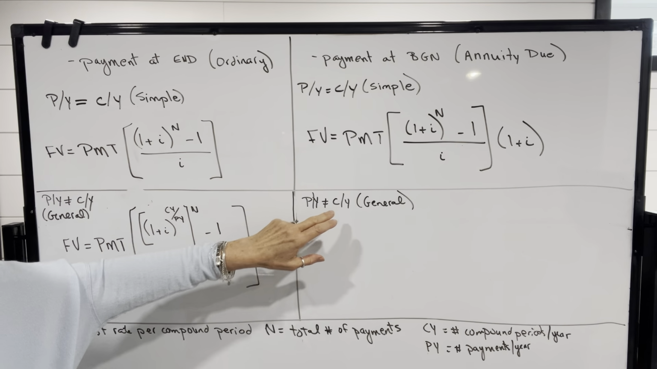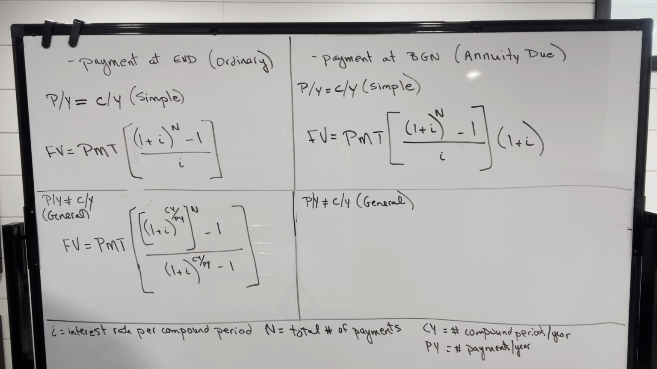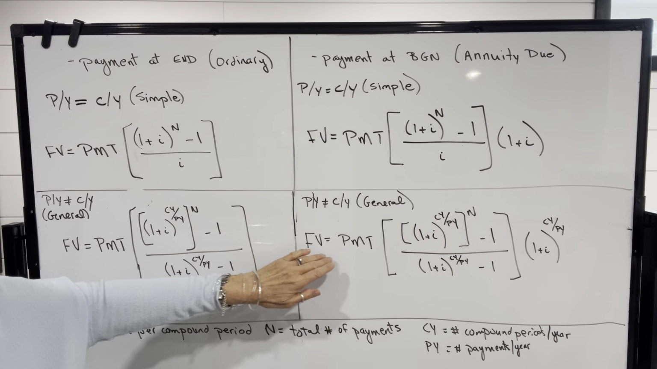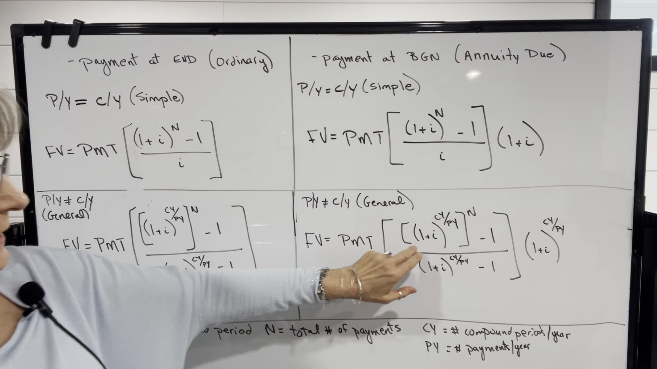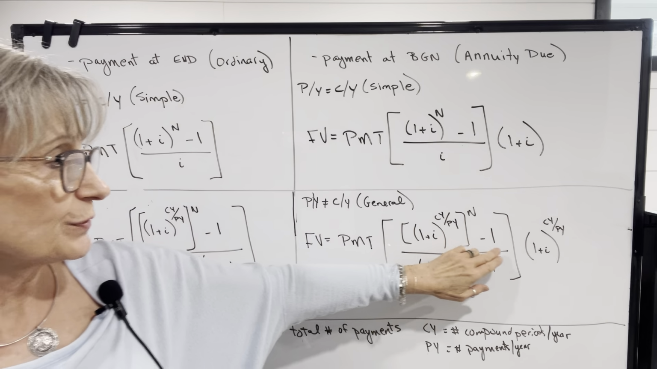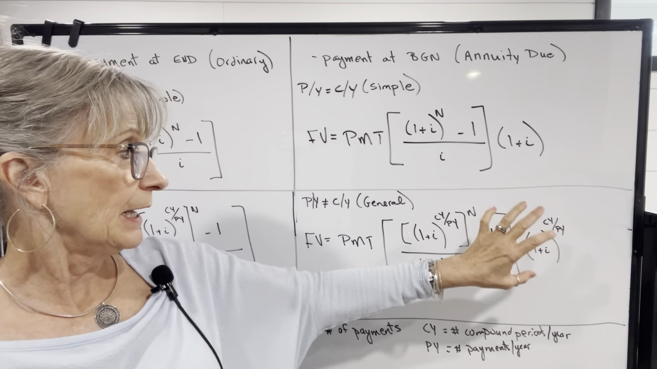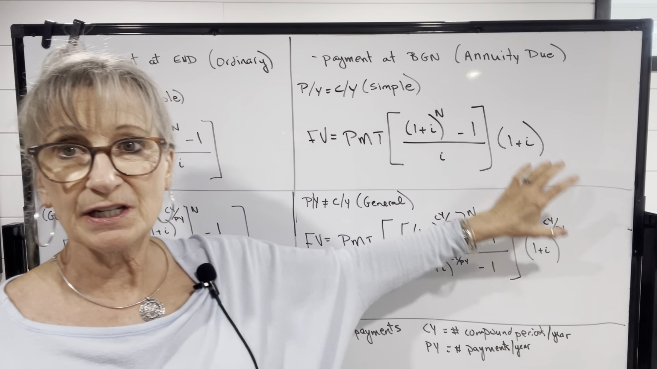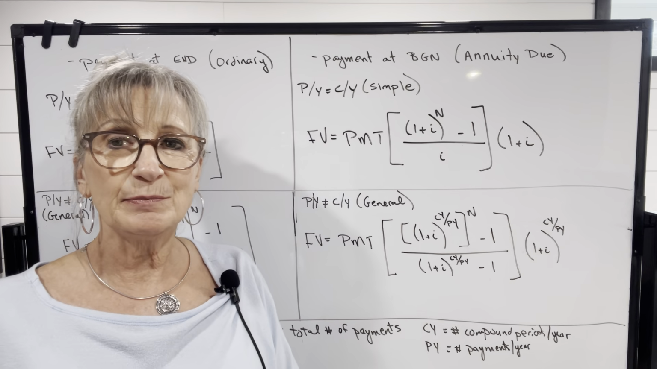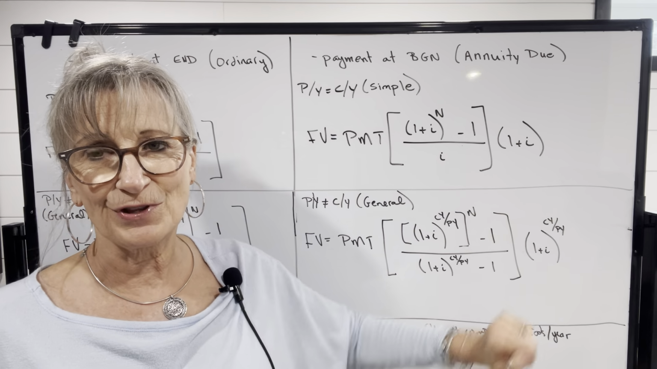The future value for a general annuity due is very similar to this formula, but has 1 extra factor. Let's take a look. So for a general annuity due, the future value is equal to the payment times this same expression here, then multiplied by 1 plus i to the cy divided by py. Again, the reason we have this factor is because with an annuity due, the payment is at the beginning of the interval, so we have 1 extra compound period, so this factor adjusts for that.